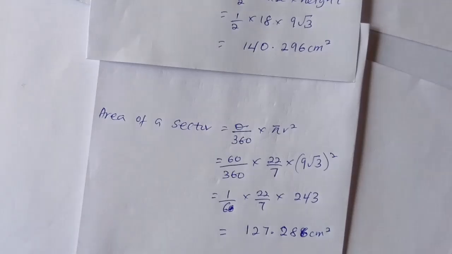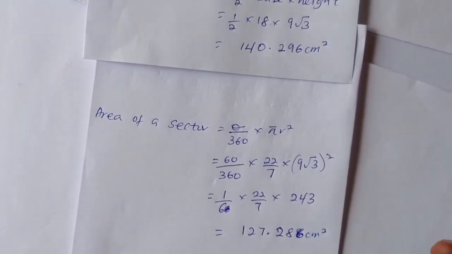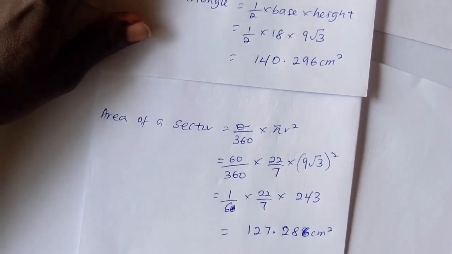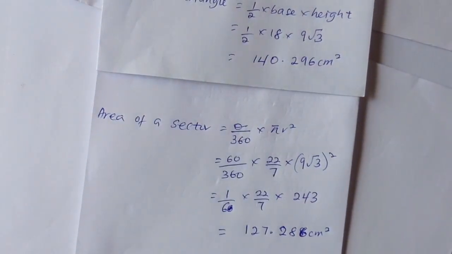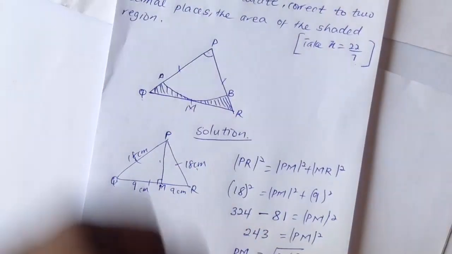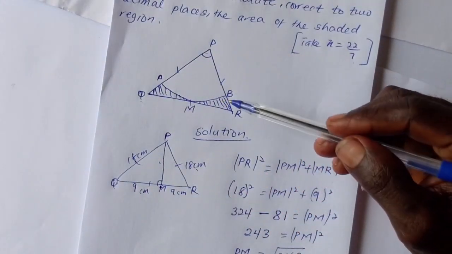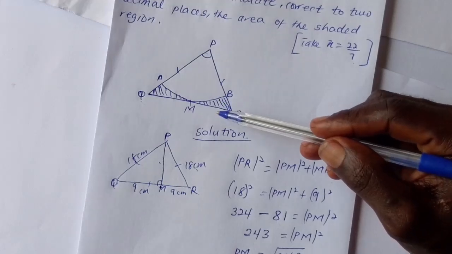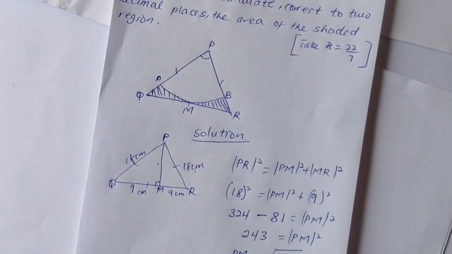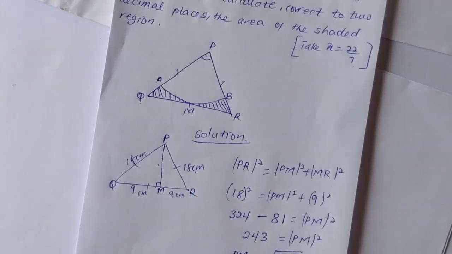From here, we are not finding the area of a sector or the area of a triangle as the final answer, but it's important we find these two areas, because the shaded portion is in a triangle but outside the sector. So it is between the sector and the base of the triangle QR. That is why it is important that we find these two areas here.